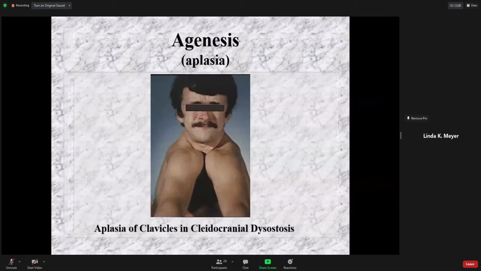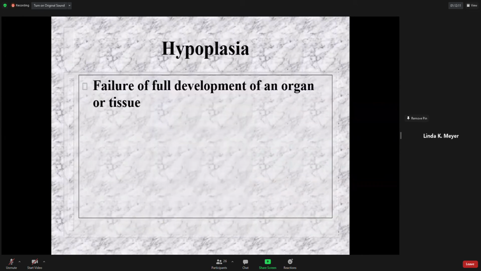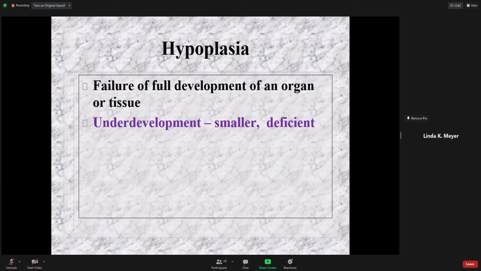And let's go next to hypoplasia. So hypo means undergrowth, okay? It doesn't develop fully. I didn't say it didn't develop at all, it just doesn't develop fully. Or another way of saying it, we can say that the tissue, the organ, or the body part is smaller than normal. Hypo, underdeveloped.